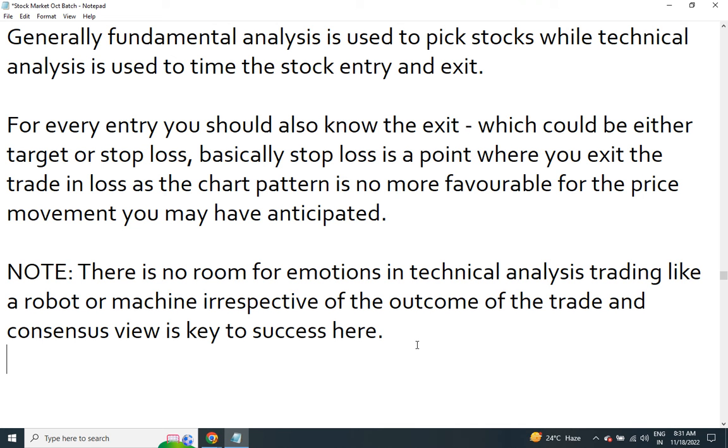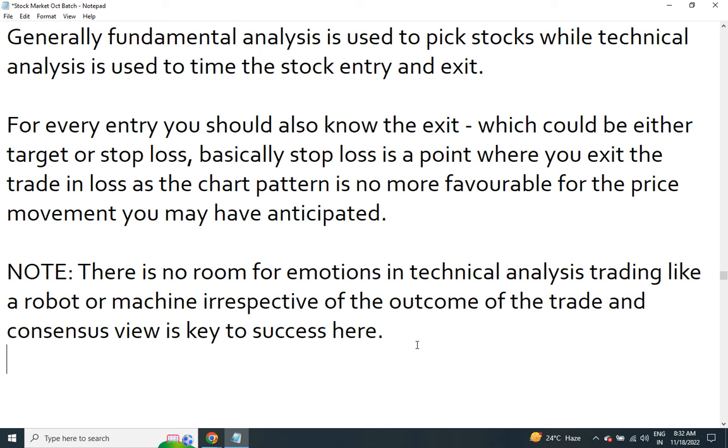Always look for such an entry wherein, in case the pattern fails, meaning you have to exit in loss, which is called a stop loss, it has to be very small compared to the potential target. So according to the chart pattern that I am seeing for some company ABC, entry is at 100, stop loss comes to be 98, and according to the previous chart pattern, the waves and everything that I see, the target is likely to be 110. So for every 1 rupee risk that I am taking, I have a reward of 5 rupees. So this is an ideal setup.